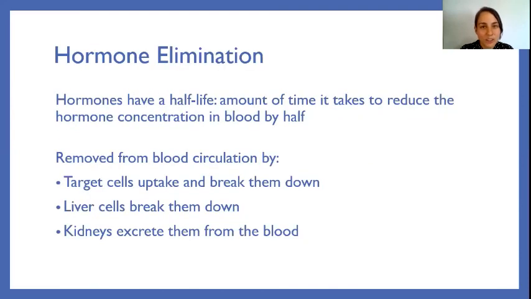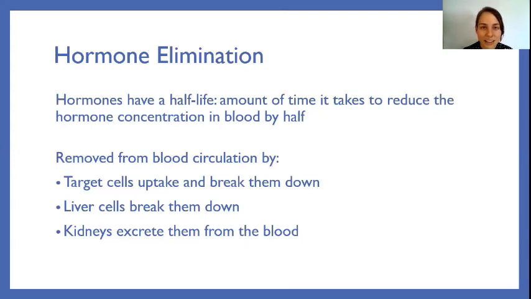When a hormone is produced, we don't want it to just stay in the system forever. So we're going to have a method to eliminate those hormones from the bloodstream. This can be measured using what is called a hormone's half-life, the amount of time it takes to reduce the hormone concentration in the blood by half.